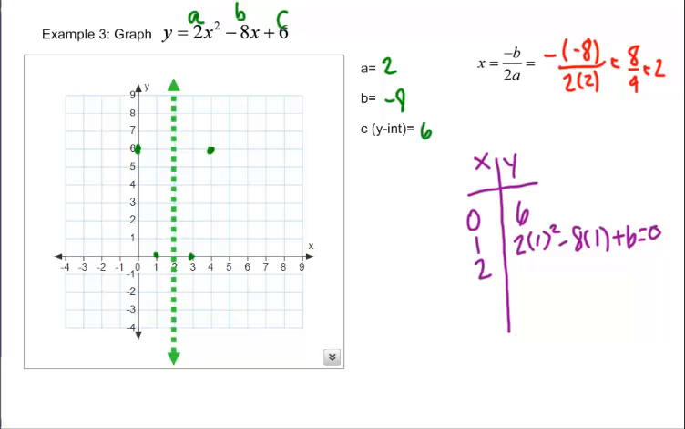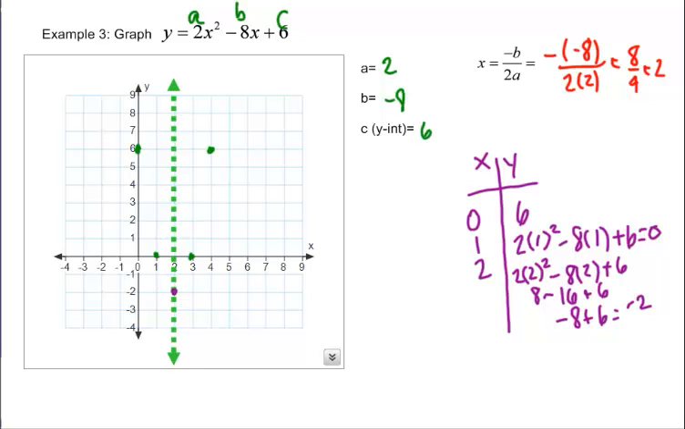And then we can check the point at 2. This is going to be my vertex. So 2 times 2 squared minus 8 times 2 plus 6. And when I do this, 2 squared is 4, times 2 is 8. So this is 8. 8 times 2 is 16. So 8 minus 16 plus 6. 8 minus 16 is negative 8, plus 6 is negative 2. Okay? So this is going to be at 2, negative 2. That's going to be my vertex.